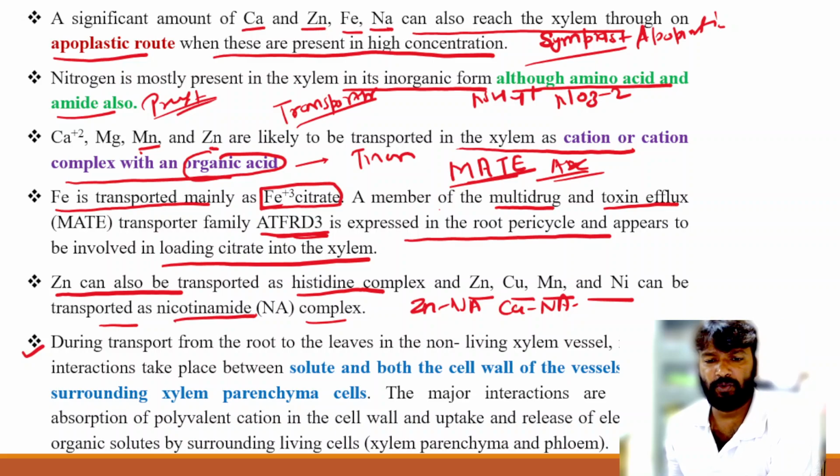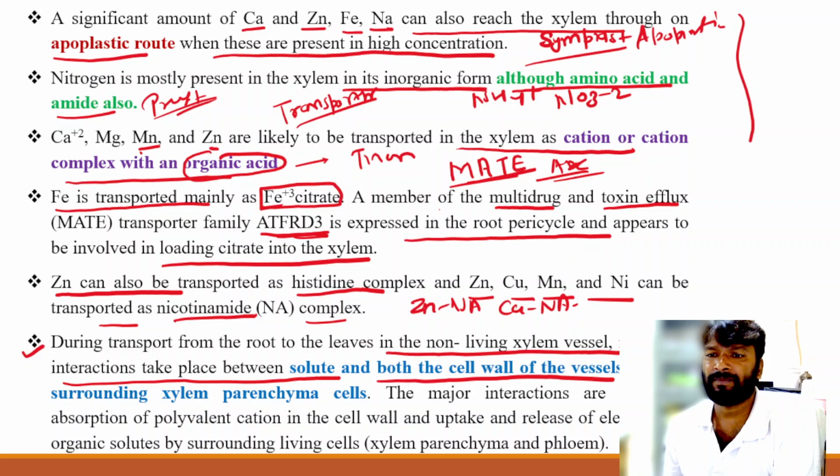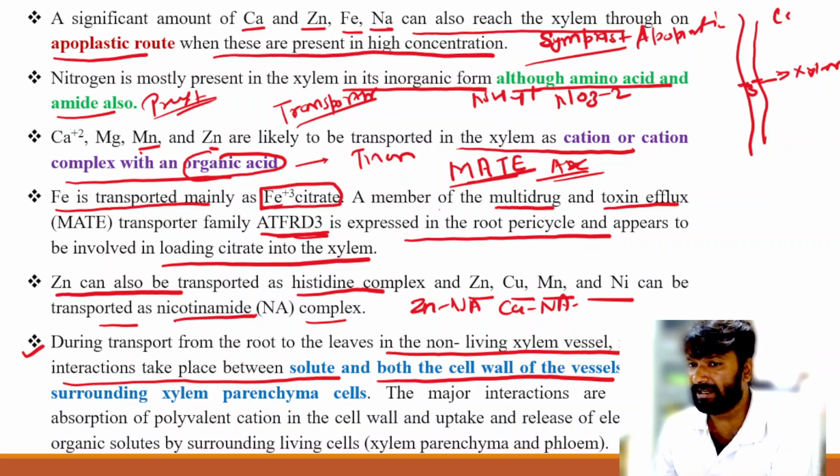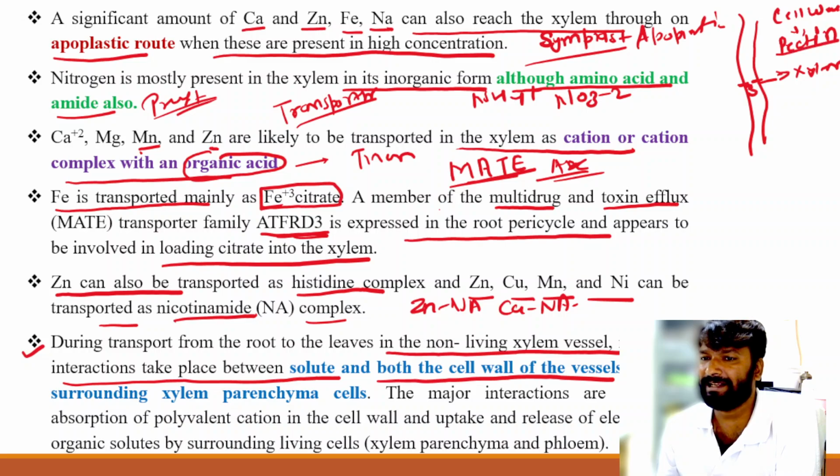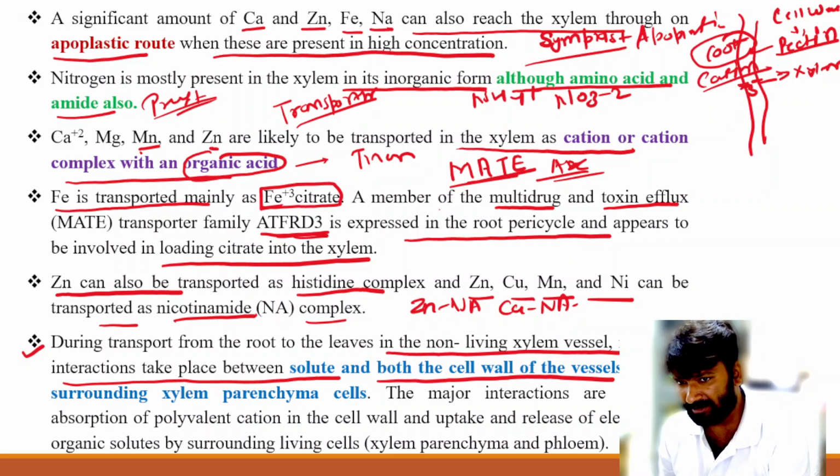During transport from the root to the leaves in the non-living xylem vessels, important interactions take place between solutes and the cell wall of the vessels. This means that whatever is flowing in the xylem, the solutes also interact with the cell walls. Because in the last class we discussed that the cell wall is made up of pectin and there is a carboxylic group, COO-, which is also involved in cation exchange in the root wall and here in the vessel wall.